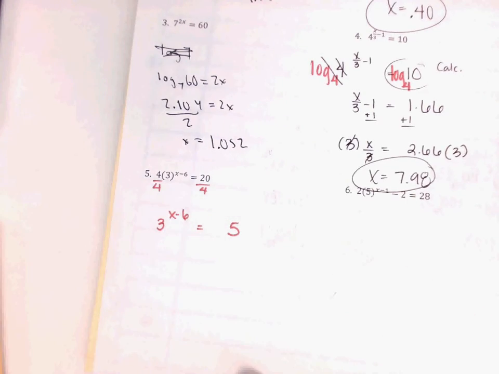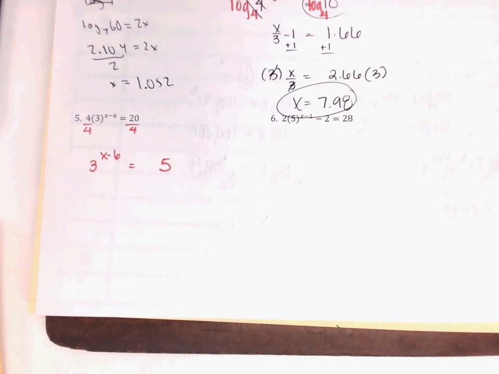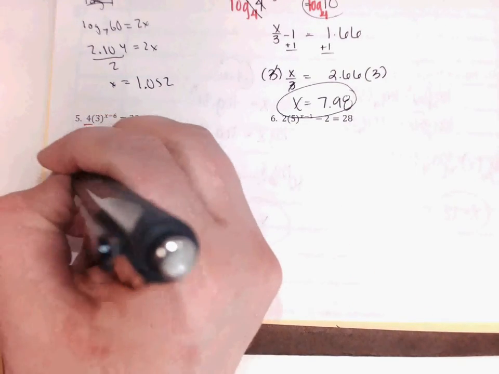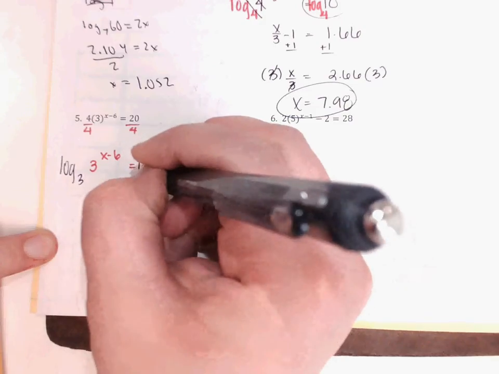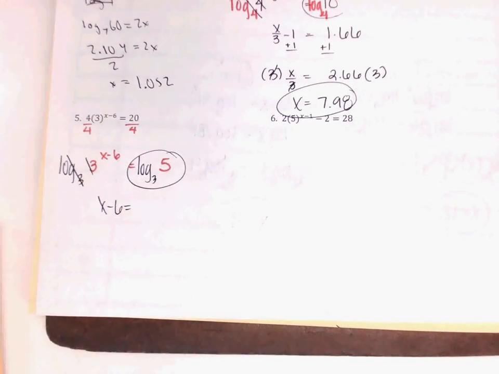And then how do you get rid of the 3 base? Now what do we do now that the 4 is gone? The log of 3. Boom. Look at him. He remembers all the things. Put it in the calculator. Good job. The answer's right there.